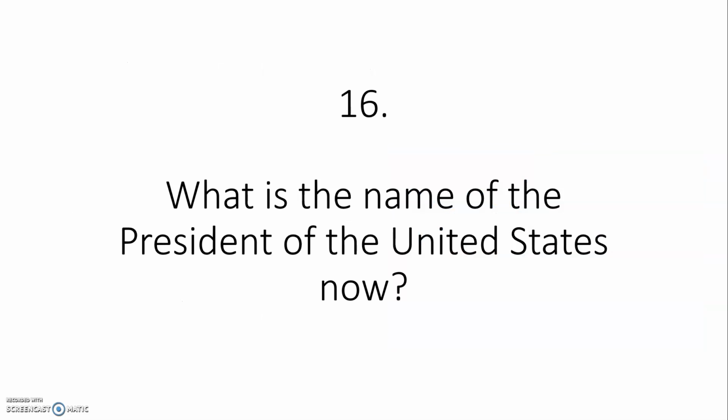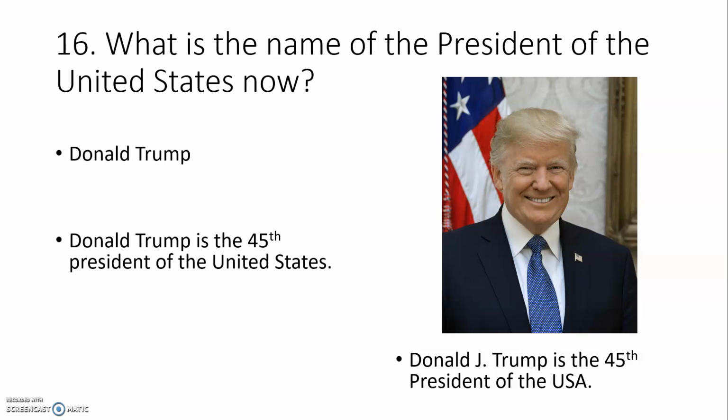Number 16. What is the name of the President of the United States now? Donald Trump is the President of the United States now. Donald Trump is the 45th President of the United States. Donald J. Trump is the 45th President of the United States of America.